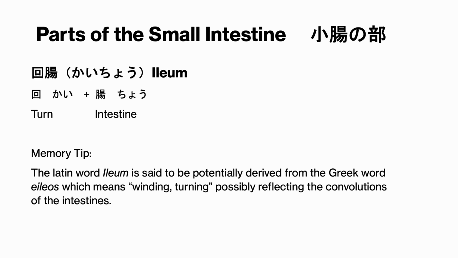Next we have the last of the three parts of the small intestine, the ileum, which in Japanese is kaicho. Breaking the word down, we have the kanji for turn, which is kai, and the kanji for intestine cho, together making turn intestine or kaicho, which means ileum. And just a memory tip, the Latin word ileum is said to be potentially derived from the Greek word ilios, which means winding and turning, possibly reflecting the convolutions of the intestines.